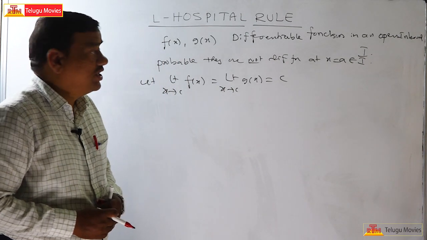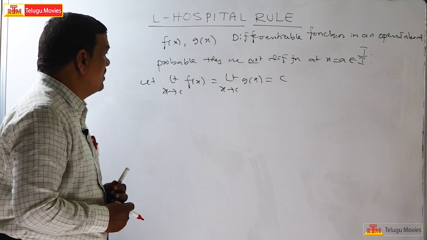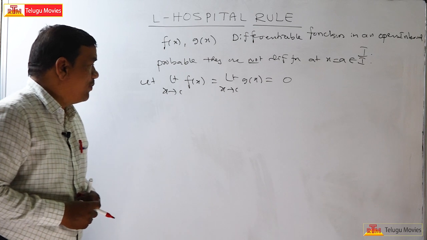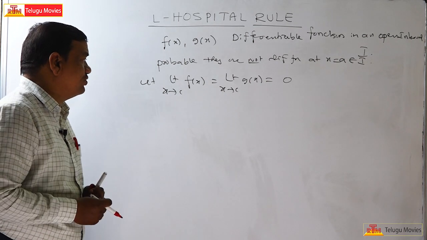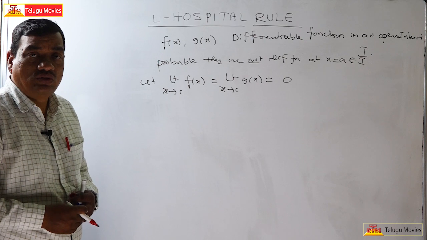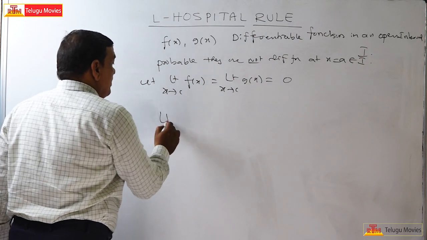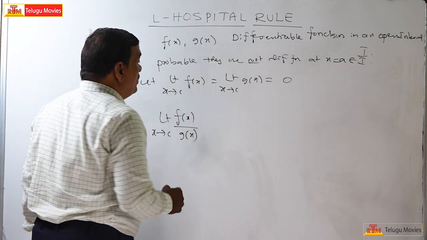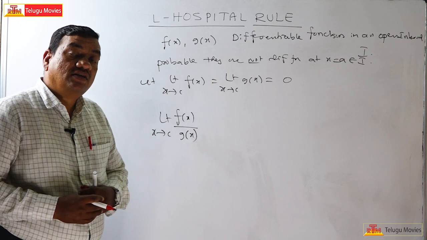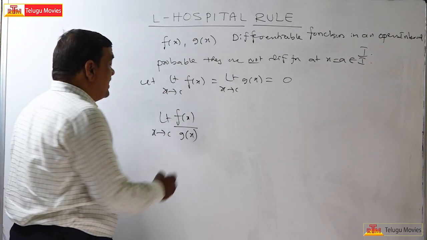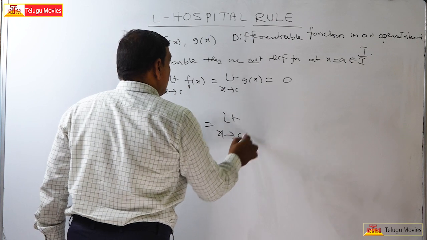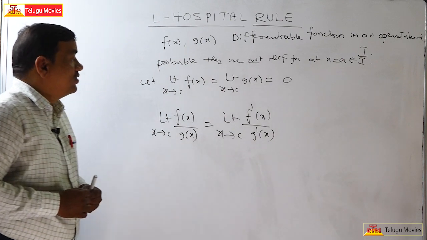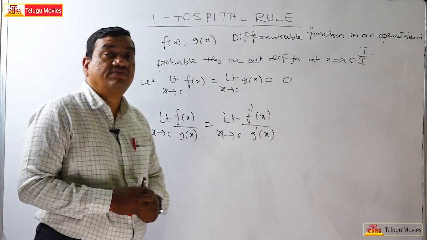Probably at x not equal to a, x equal to c, and the limit as x tends to c is equal to 0. Let us say that as x approaches c, the f of x value tends to 0 and the g of x value is also 0. Now the limit as x tends to c of f of x by g of x, how much will we get? We will get 0 by 0. It is the same as the limit as x tends to c of f dash of x by g dash of x.